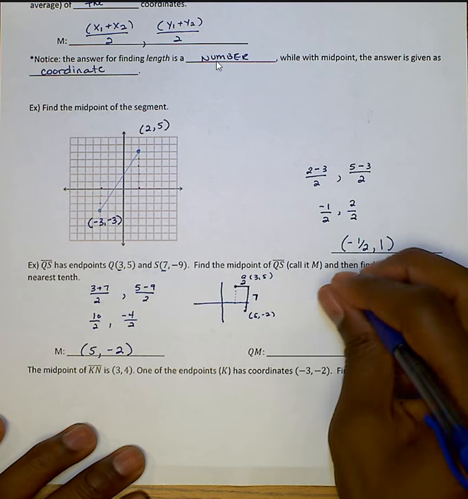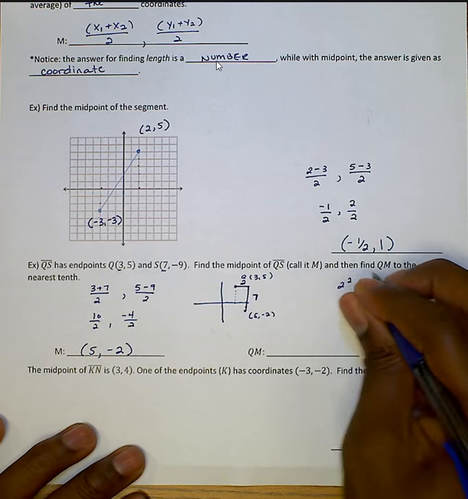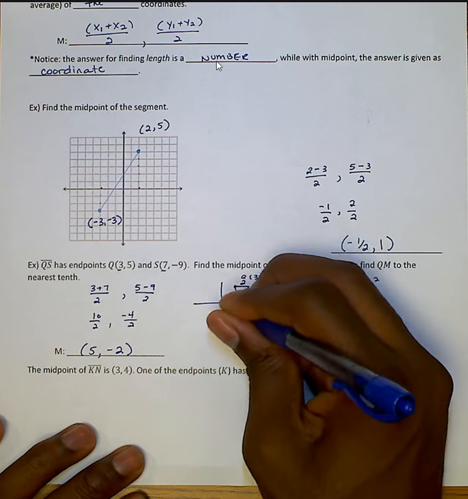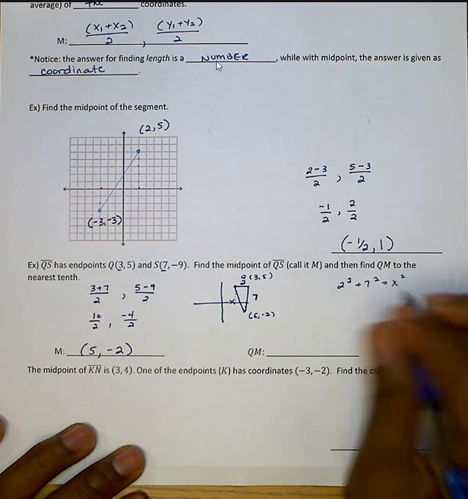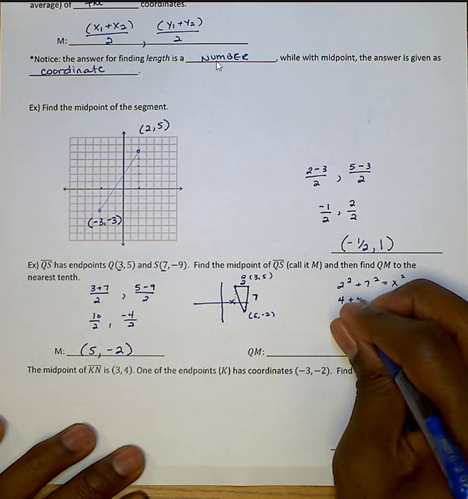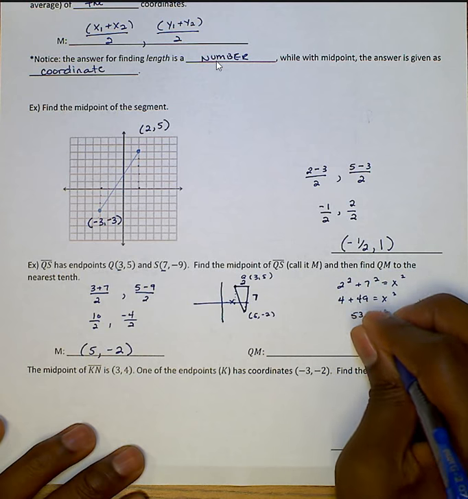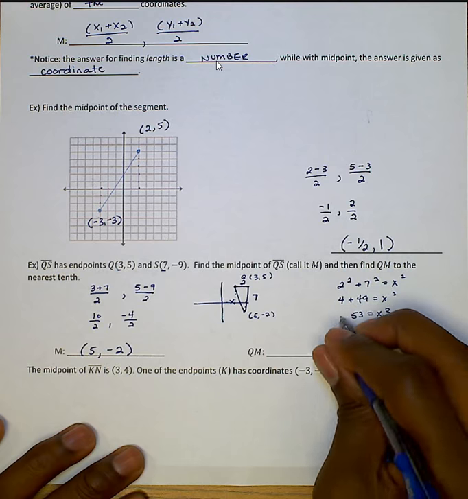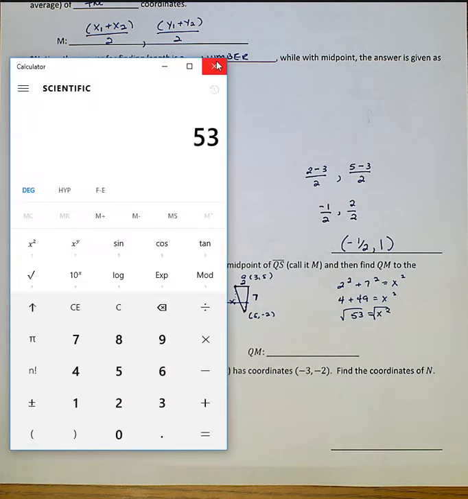So I'm going to say, okay, 2 squared plus 7 squared should give me this length squared. Just call it x again. So 4 plus 49 equals x squared. 53 equals x squared. And to the nearest tenth, I can find that by taking the square root. Square root of 53 is 7.3.